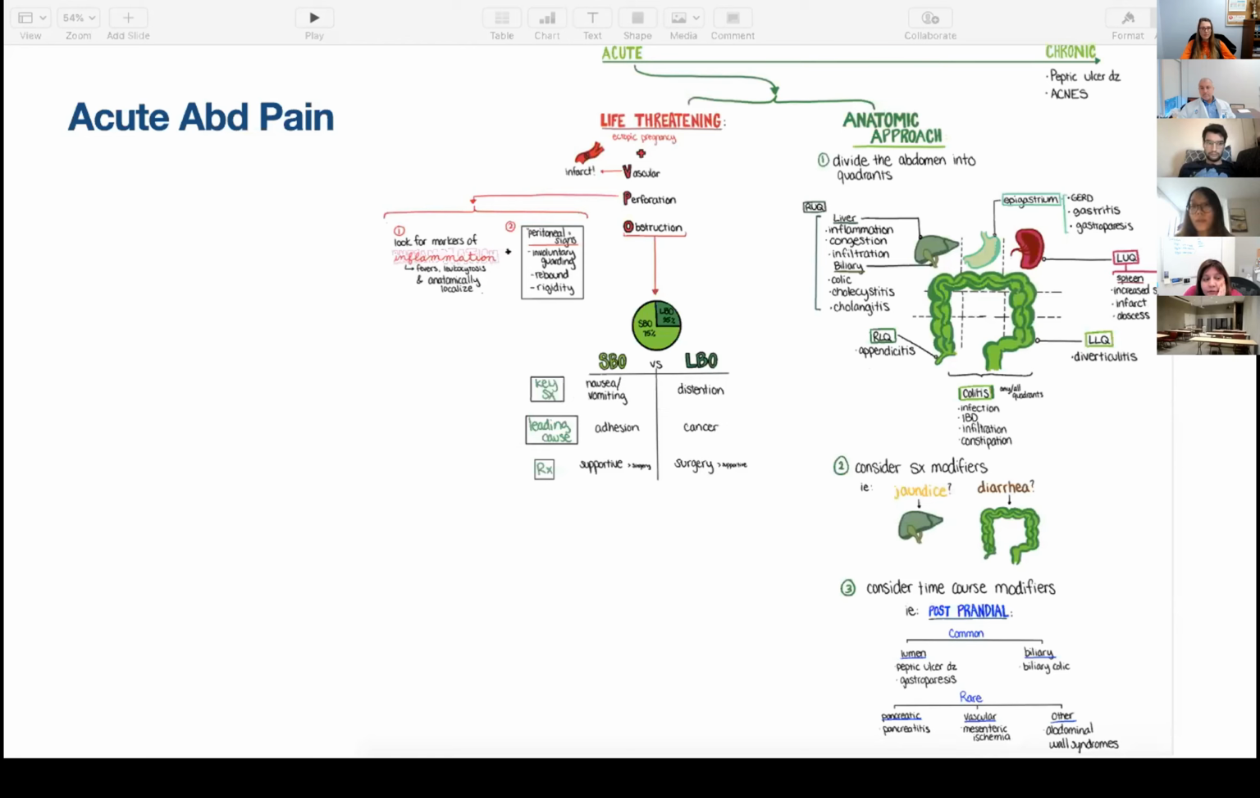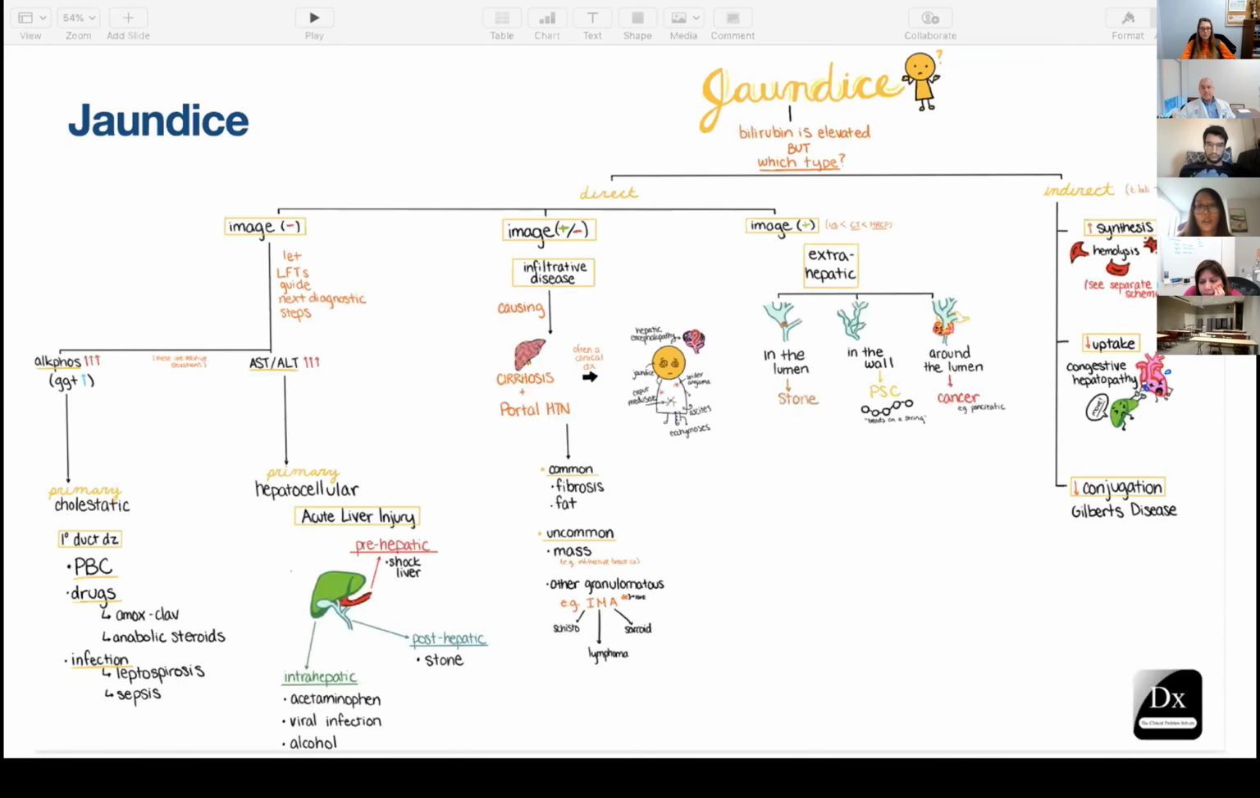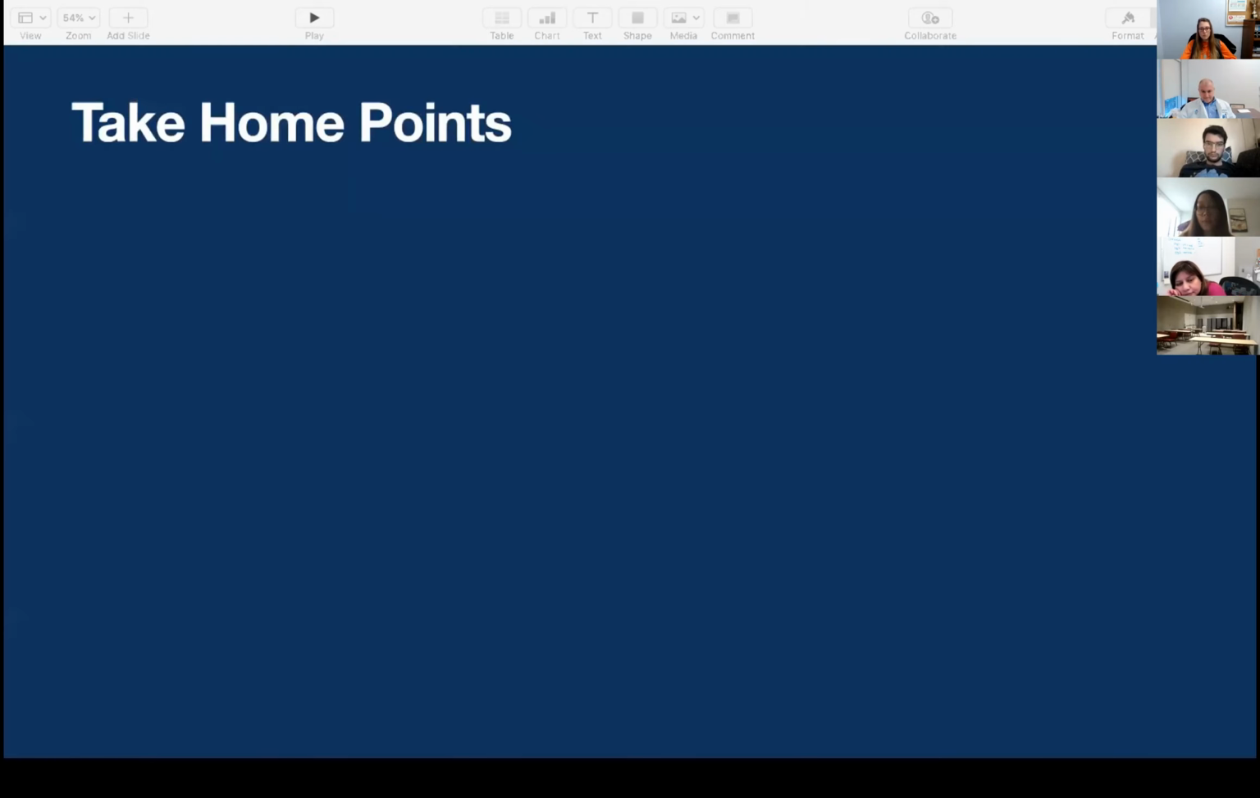And if there's time, we could go over these graphs. I'll go over it when the video is uploaded so we can review the image. And this is for jaundice as well. Just for the sake of time, I'll just skip through these.